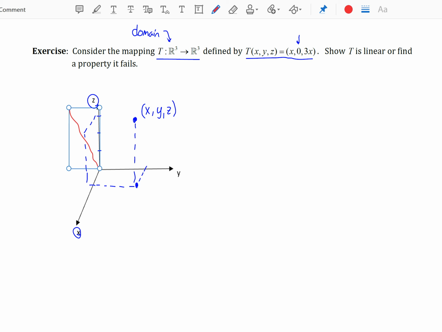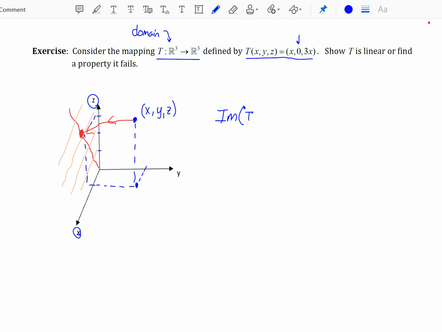This is supposed to be a straight line. Your component xyz gets mapped to the point x, 0, 3x. It gets shifted to this point, which will always live somewhere in this xz plane. So specifically what I'm trying to give you here is the image.